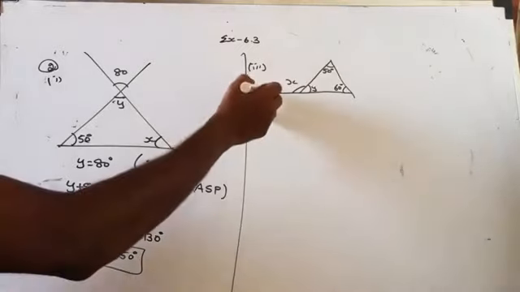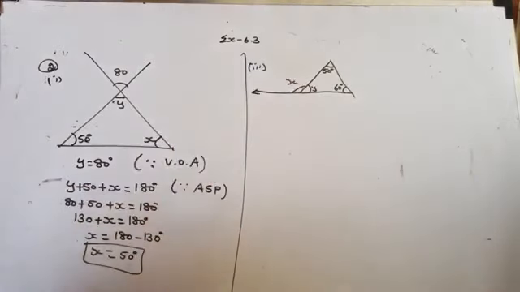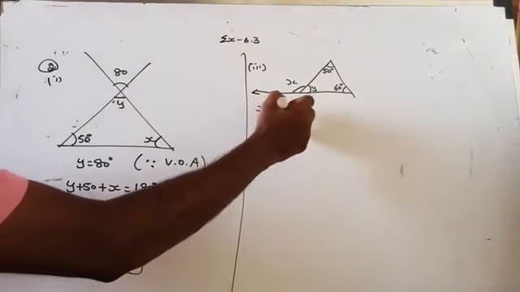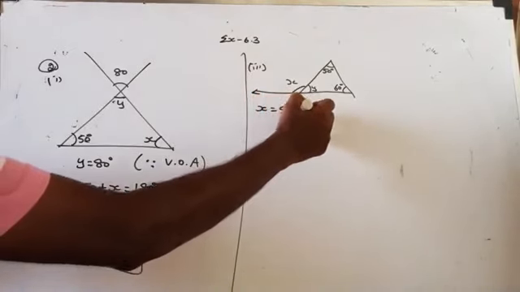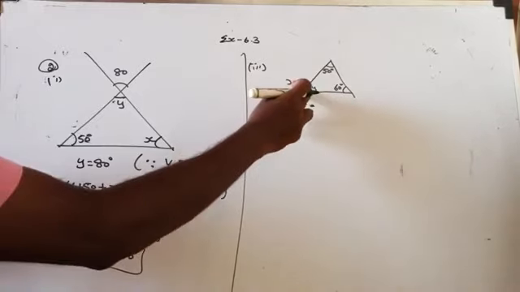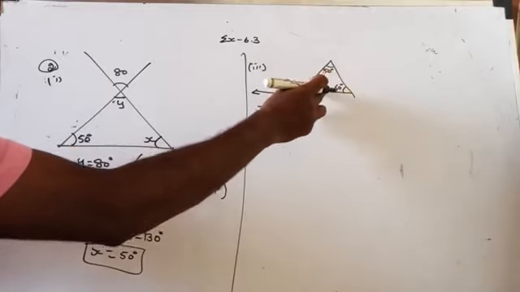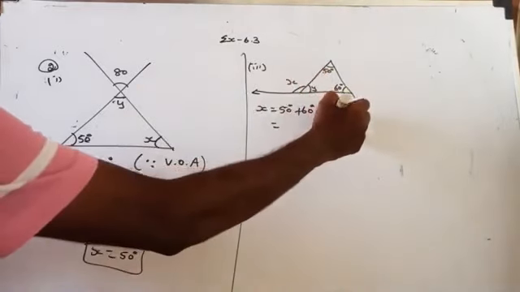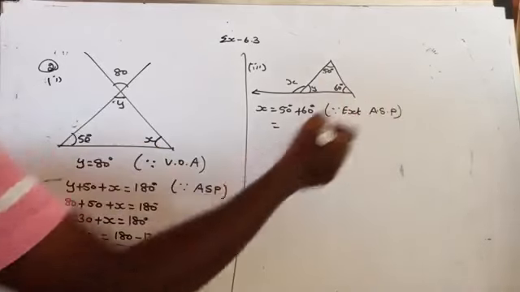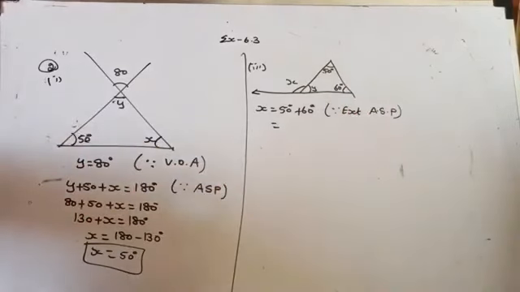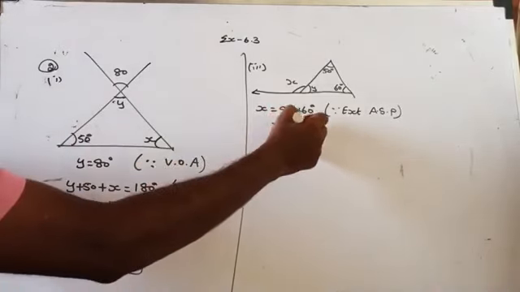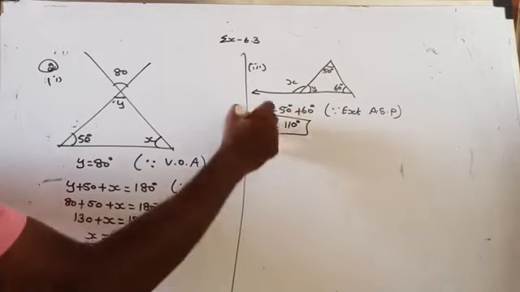We know that it is an exterior angle. So the exterior angle is equal to the sum of the two opposite angles to the interior. So x is equal to 50 degrees plus 60 degrees. This is an exterior angle, this is an interior angle, and these are the two opposite angles to this interior, by the exterior angle sum property. So x is equal to 50 plus 60, which is 110 degrees.